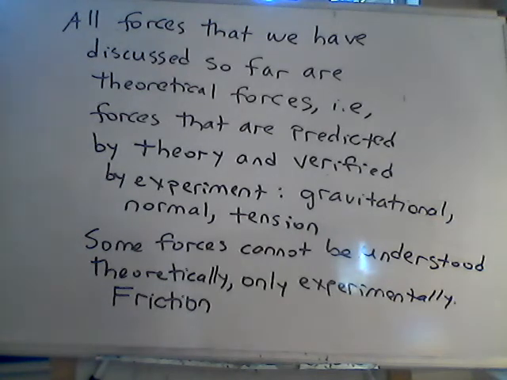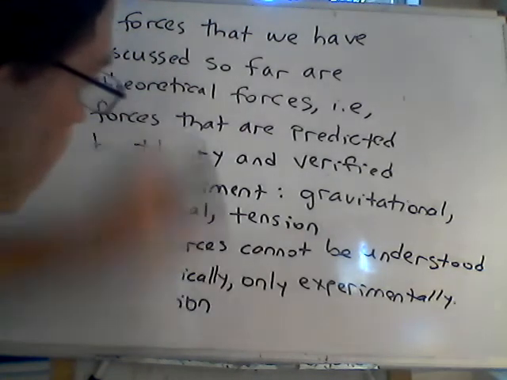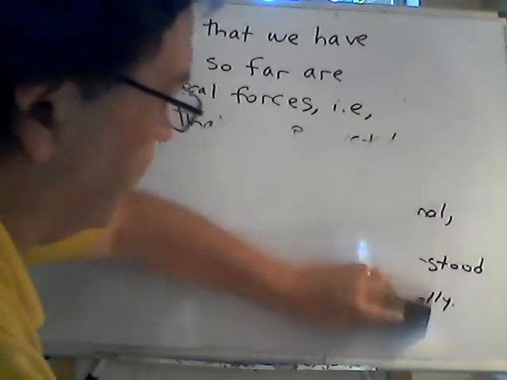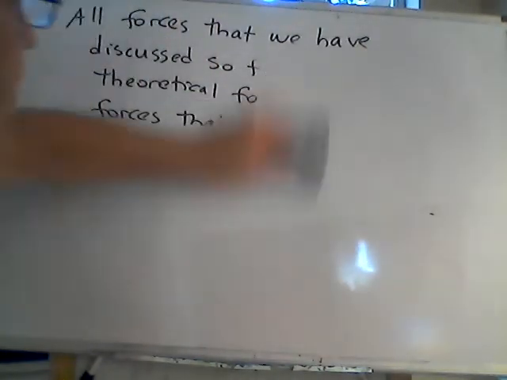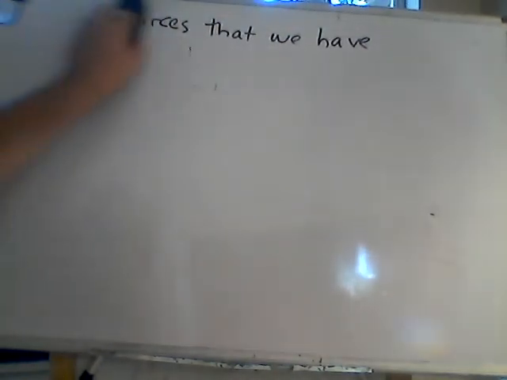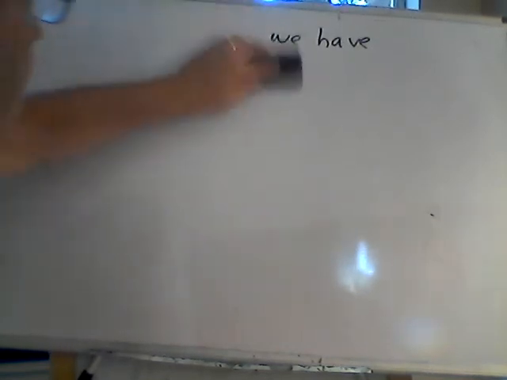Everything that works, we've been able to predict beautifully in theoretical physics. Now, we know friction is there, but we do not understand it. And so we have to give an empirical evaluation of it. So how does friction work? Let me give you an example here.